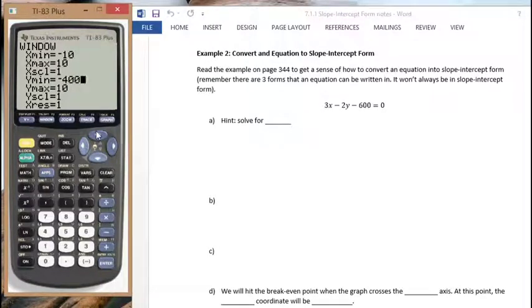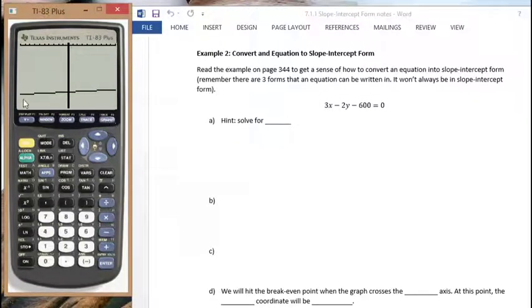Okay, and let's just graph that much so far and see if we can see the line. All right, so there it is, right there. And it crosses at negative 300. Now this line is pretty shallow, and it doesn't tell us a lot about the problem that we're modeling.